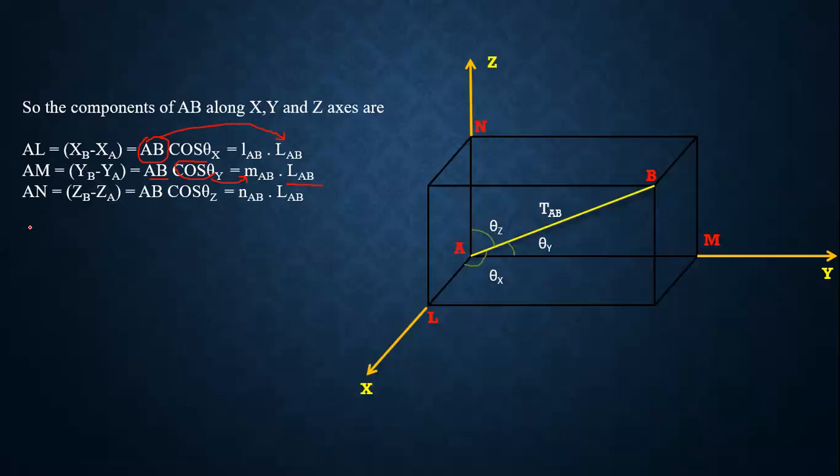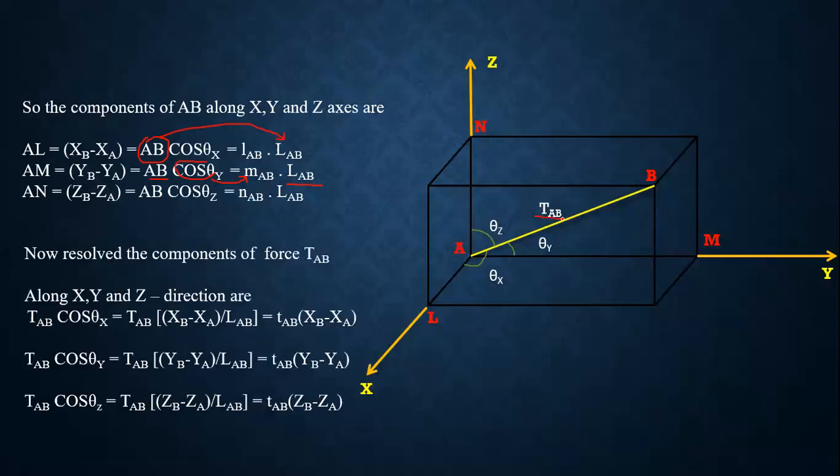Now, because of the external forces, there is a resulting pull in the member AB, which is TAB. So resolve the component of force TAB along X, Y, and Z direction. That is the same as before. TAB cos theta x is equal to TAB (XB minus XA) over LAB, which is only in X direction. Same if we use Y direction, that will be TAB (YB minus YA) over LAB. If we use Z direction, it will be small tAB (ZB minus ZA).